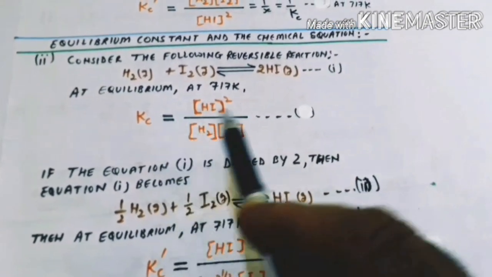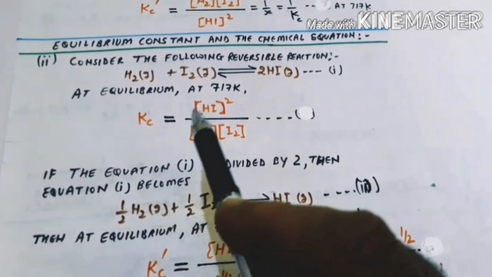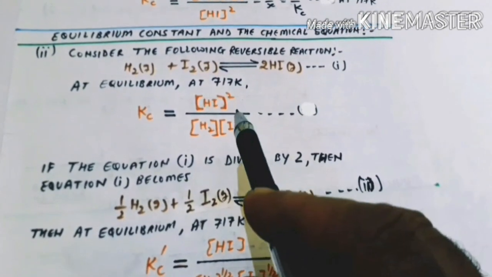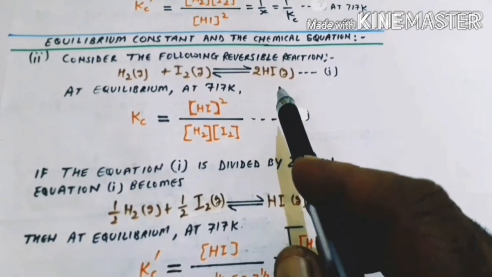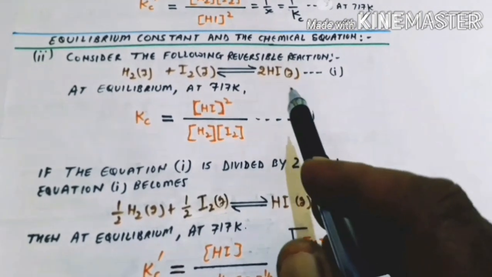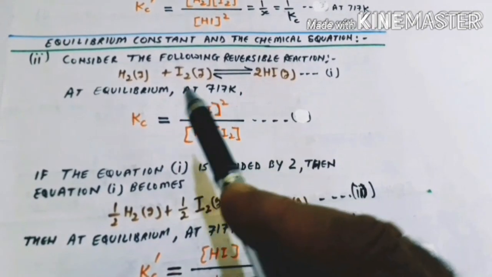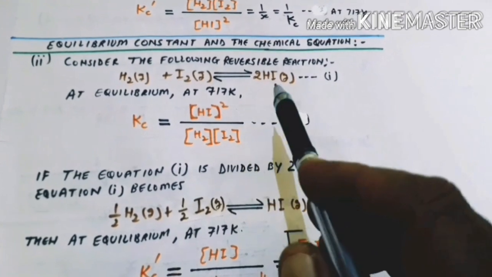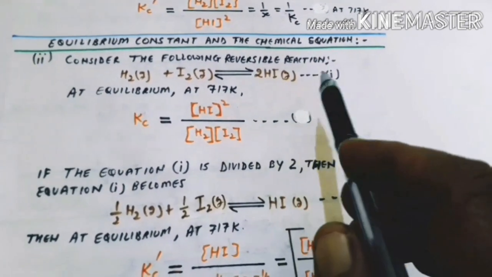So at dynamic equilibrium, the equilibrium constant Kc is given by, according to definition, the ratio between the product of the concentrations of the products to the product of the concentrations of the reactants, in which each concentration term is raised to power equal to its stoichiometric coefficient given in a balanced chemical equation.